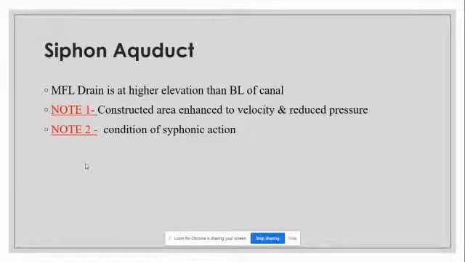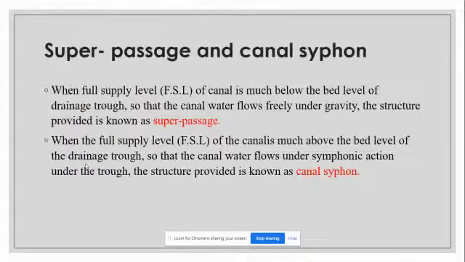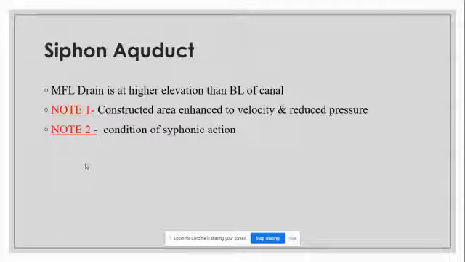Here you saw two major points of siphon aqueduct. First, it has a constricted area, which gives high velocity and reduced pressure. And second, siphon aqueduct has a siphonic action. This is a major thing here. Now you are completely able to understand what I say.